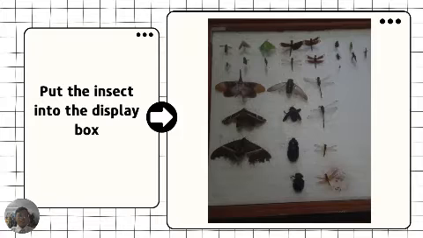And this is the process of putting the insect into the display box, and as you can see, our group caught a lot of insects, which is we have dragonfly, butterfly, cricket, and other insects. The reason why we need to arrange them is because we put them in their family groups, so we can know their original name and common name easily.